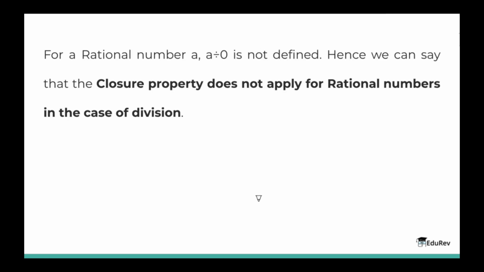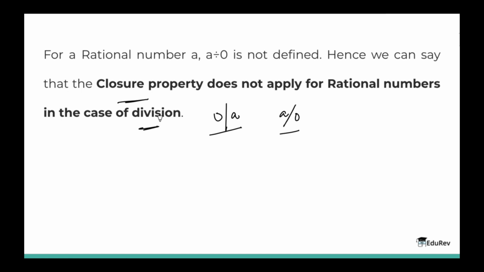But when I talk about division of two rational numbers, we can see that for a rational number a, when a is divided by 0, then this whole thing is just not defined. Hence, we can say that the closure property does not apply for rational numbers in the case of division. That is, 0 upon a is defined, but obviously a by 0 is not defined. Therefore, the closure property doesn't apply for rational numbers in the case of division. But for addition, subtraction and multiplication, it's very well applicable.